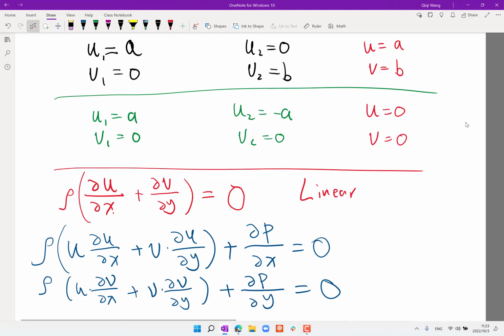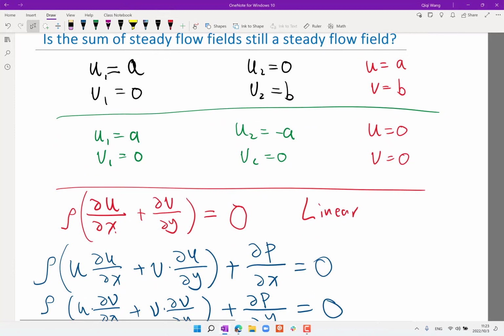So when you're answering this question, is the sum of two steady state flow fields still a steady state flow field? You don't need to consider this equation at all, because as long as the sum of the two flow fields satisfies this equation, I can construct a pressure field according to Bernoulli's formula that makes these two equations satisfied. So the only question is: is the sum of two flow fields still incompressible, still satisfies this equation? Is the vorticity of the sum of the two flow fields still 0? The answer is actually yes, right?